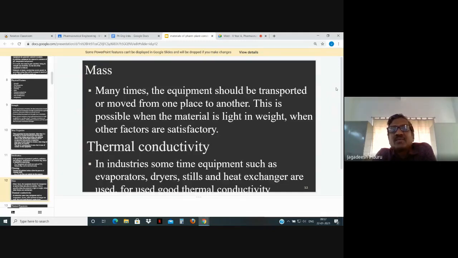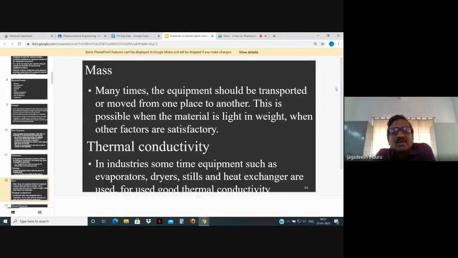Many times the equipment should be transported. For example, you have a filter leaf, and a plate and frame filter press. These are all taken from one place to another depending upon the need, and we apply them. After the work is over, we wash them and take them to another place. So that is required to be lightweight when other factors are satisfactory. Preferably, we need to use lightweight material so that we can make it easy. Another parameter we need to consider is thermal conductivity.